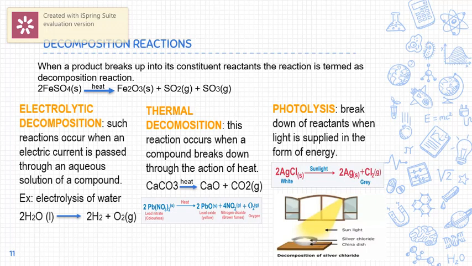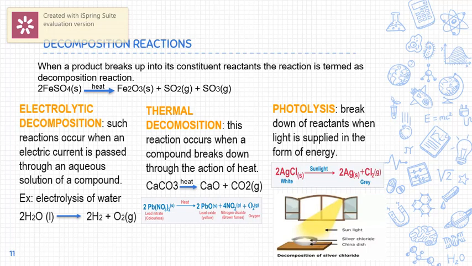Now the third and the final category is photolysis, using photo energy, that is light energy, like photosynthesis, photography. Photo stands for the light energy. So using light energy, if you break a chemical compound, that comes under the category photolysis reaction. And the example I have taken is silver chloride upon decomposition in the presence of sunlight, to give silver and the chlorine gas.